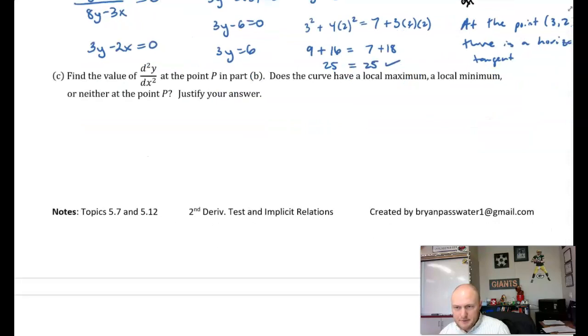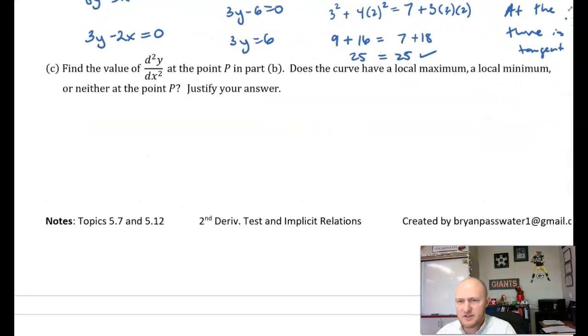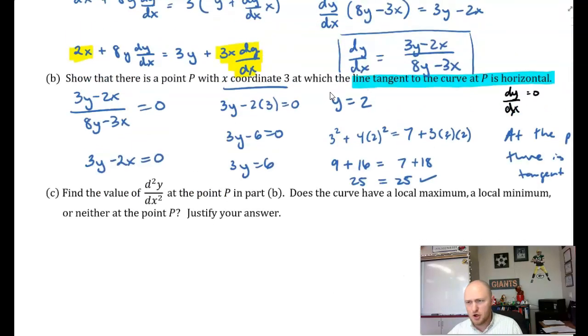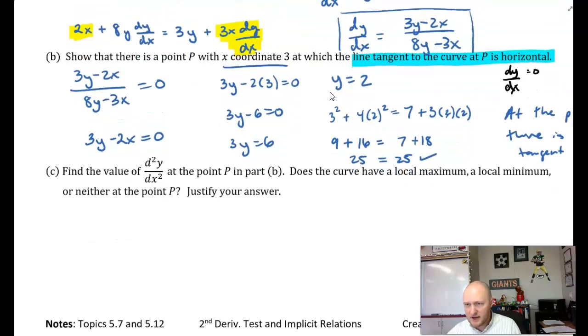Okay, part C. Here's where the second derivative comes into play. They say find the value of d squared y over dx squared at the point P in part B. Does the curve have a local maximum, a local minimum, or neither at point P? So I'm just going to go ahead and find the second derivative of y, and that requires the quotient rule. So there's my original derivative. I've got to find the second derivative, so let me copy this down.